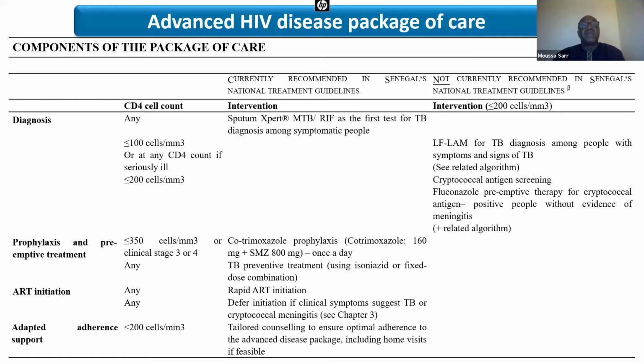Hence the need to implement, or at least test the implementation of, the Advanced HIV Disease Package of Care. The package of care includes the current recommended national treatment and prophylaxis guidelines. In addition to that, we're adding TB LAM testing for diagnosing TB among people with symptoms and signs of TB. We also conduct cryptococcal antigen screening. I'll be discussing a little bit later algorithms based on the findings of those two screenings that we're adding to the national guidelines and treatments.